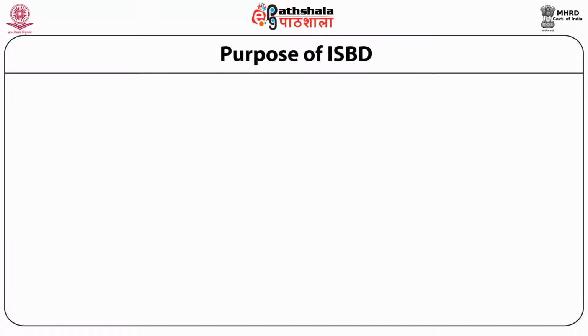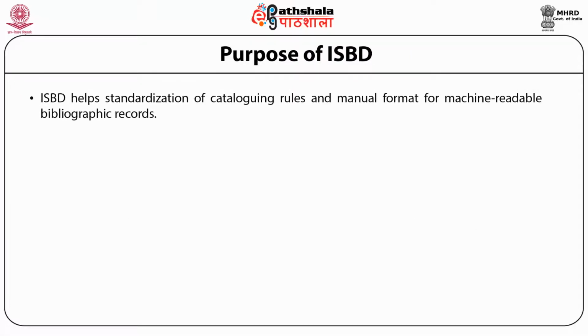What is the purpose of ISBD? So ISBD helps standardization of cataloging rules and manual format for machine readable bibliographic records. So if we compare with the AACR 1 first edition, that totally failed for library automation or for machine readable form. Your library cannot go for library automation work.